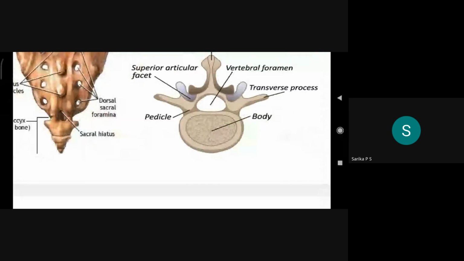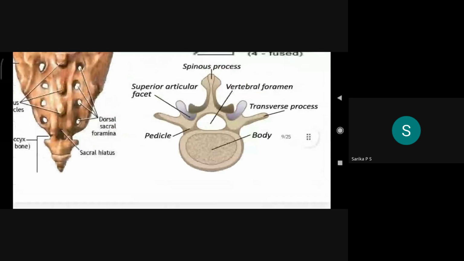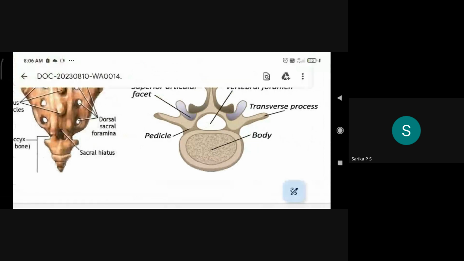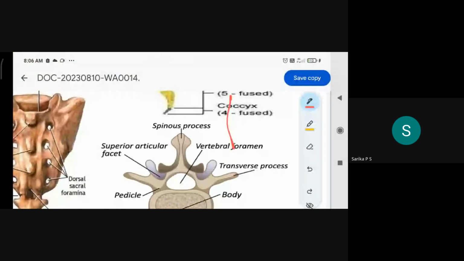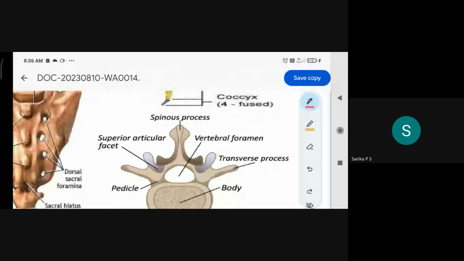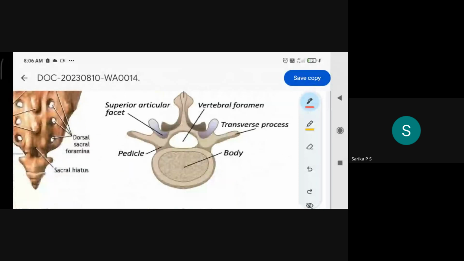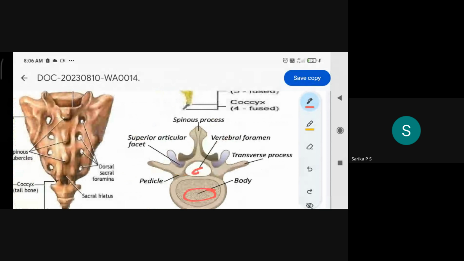This is the vertebral body, and here you can see the vertebral foramen, through which the spinal cord will go. Let me take the pen. Here, this is the body. This is the foramen. This is the spinal process, which we can feel when we touch the back side of our body.